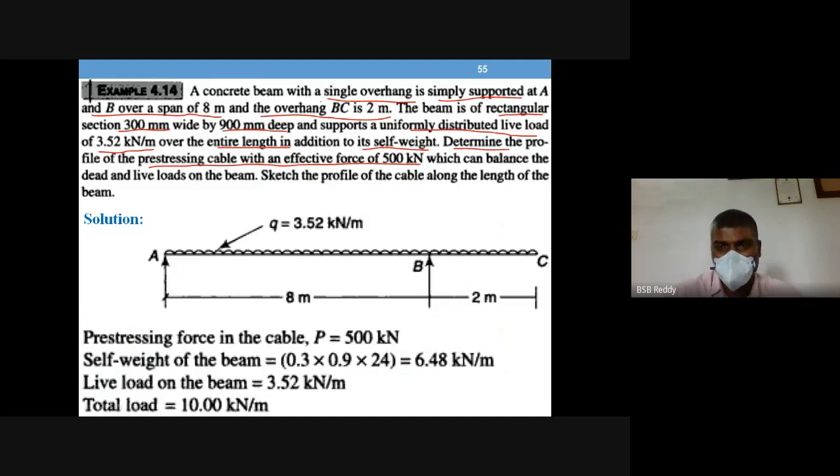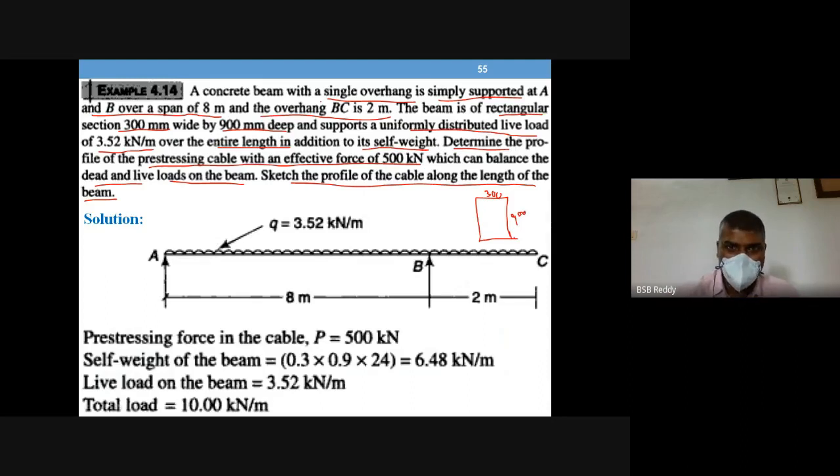So the force P is given, which can balance the dead load and live loads on the beam. Sketch the profile of the cable along the length of the beam. So you have to find the profile of the pre-stressing cable, which is having a force of 500 kilonewtons. So the cross section given is 300 by 900. The cross section, whatever is given to you, like 300 mm and 900 mm.